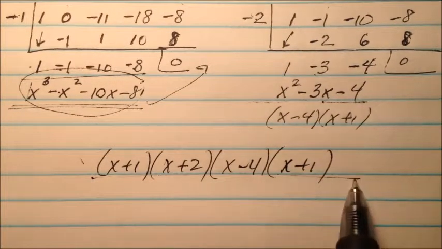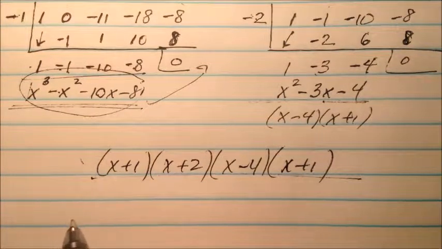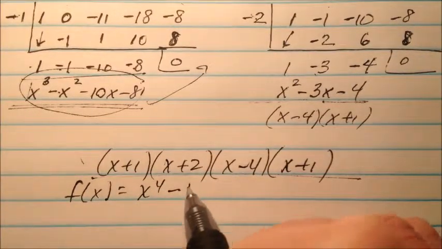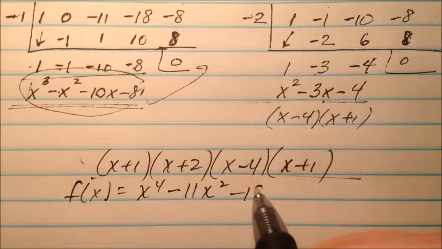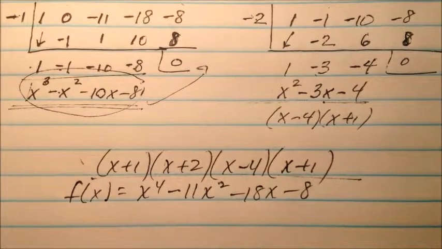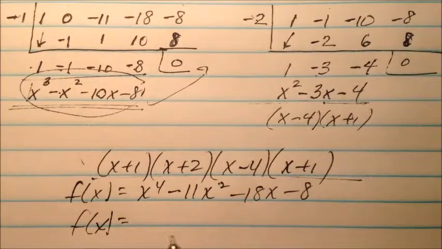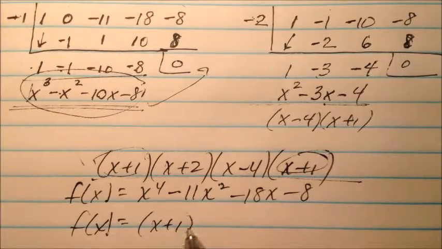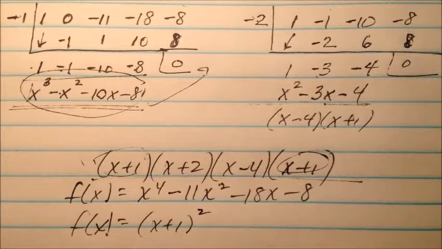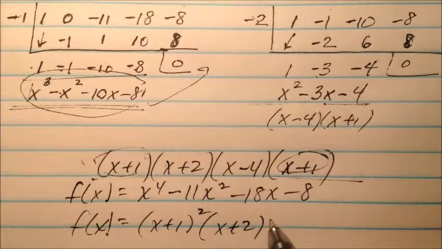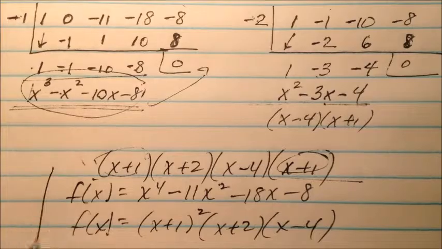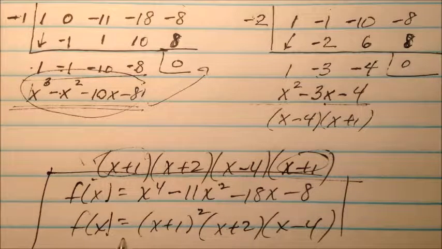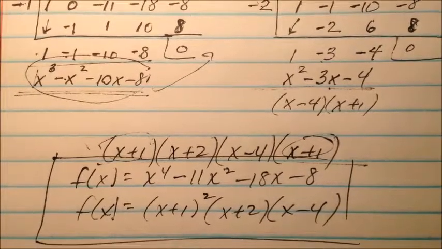So it looks like we have these 4 factors that all went together. So my function f of x, which equaled x to the fourth minus 11x squared minus 18x minus 8, can also be written in factored form. So we have an x plus 1 and an x plus 1. So we say its multiplicity is 2, because there's 2 of them squared there. And then x plus 2 and x minus 4. So we could look at this polynomial function as being factored with these factors.